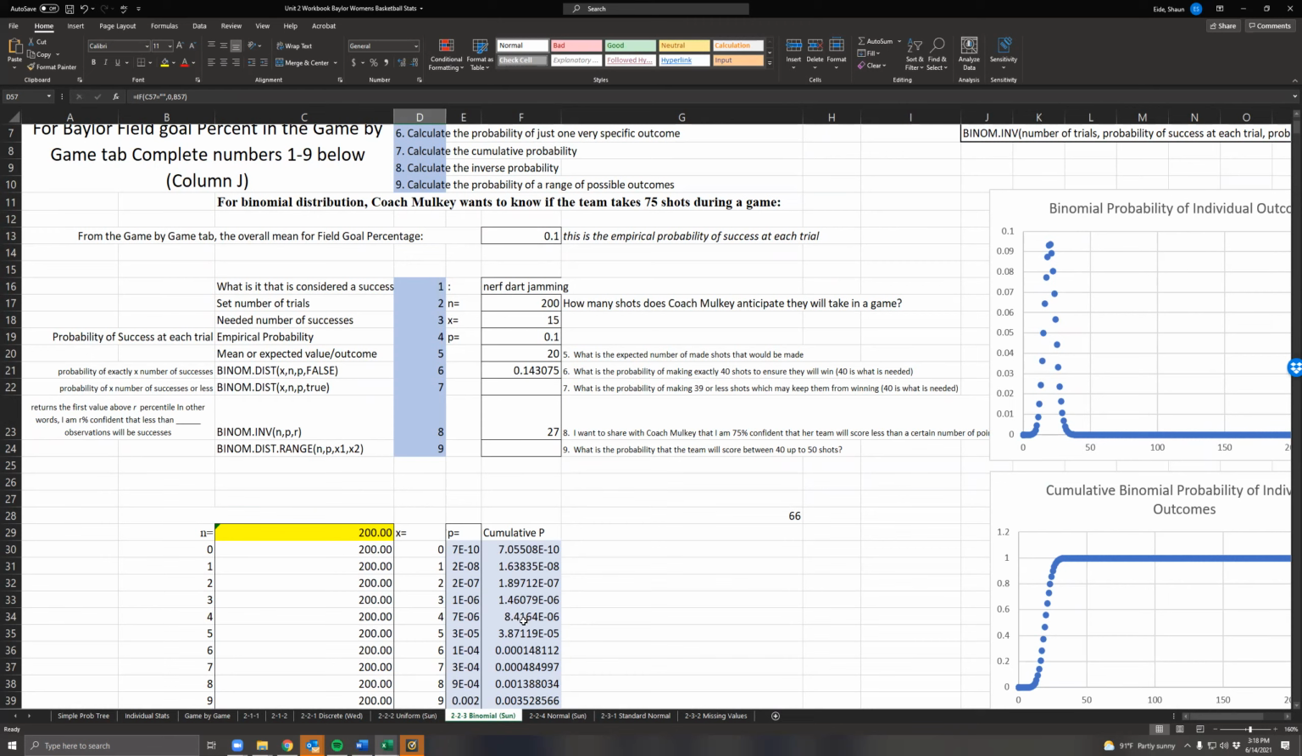Okay, so the probability of making 39 shots or less. What is the probability of making 39 or less shots, which will keep them from winning? Okay, so you need 40 to win. So 39 or less means you lose. You tracking? Yeah. I just needed it explained. I don't know why it wasn't making sense.